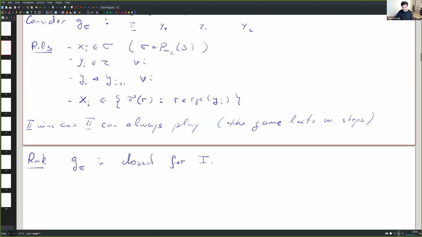The winning condition is if 2 can always play. Meaning 2 never violates any of the rules, right? Like the last one, but the last one also is a rule for player 2 because player 1 first plays it on and player 2 then plays I1. Okay. Right.